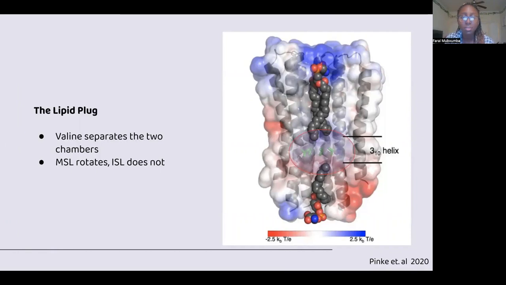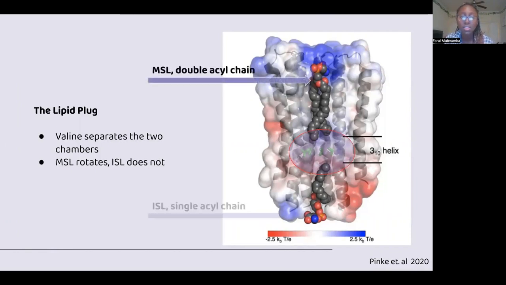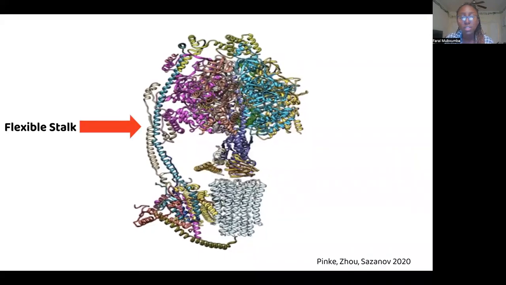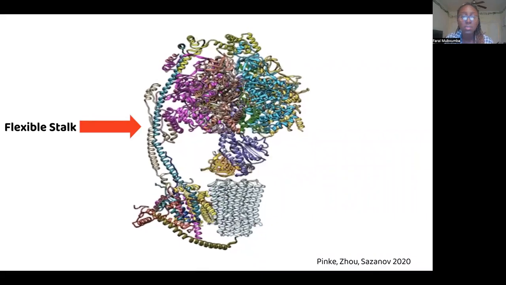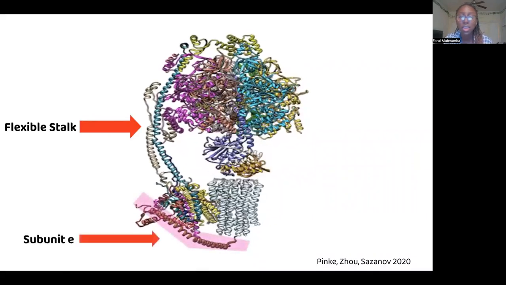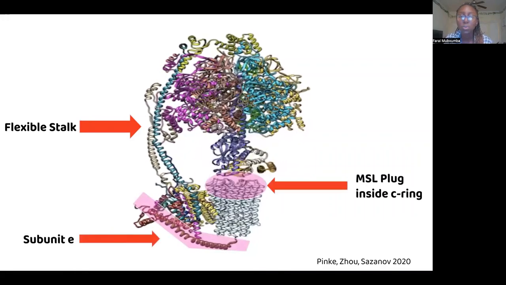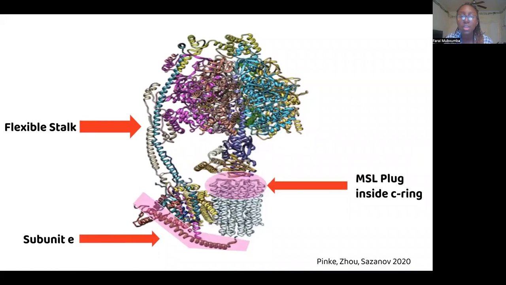Unlike the MSL, which is a rotating double acyl chain, data suggests that the ISL is a single chain lipid that does not rotate within the C ring. Although the lipid type is unknown, the cryo-EM averages suggest that rotation is lipid structure dependent. Finally, the data shows that the flexible stalk is anchored by subunit E, which is attached to the C ring, and to the lubricated lipid plug, which allows for rotation at the connection points between the F1 and F0 via the gamma subunit.